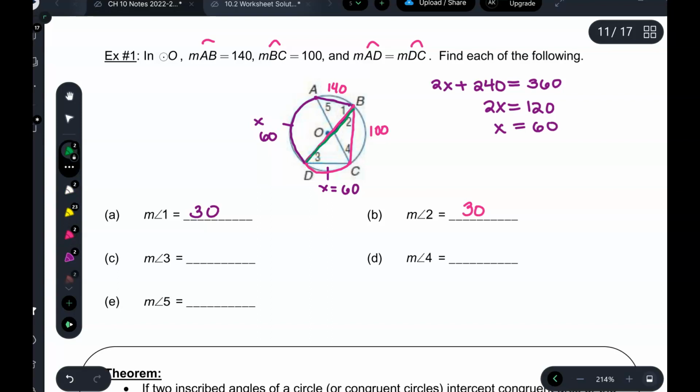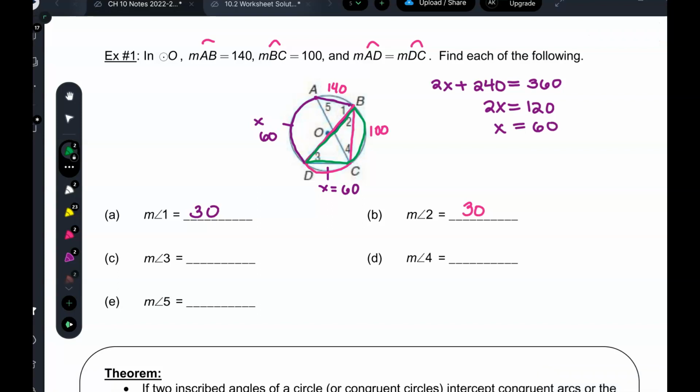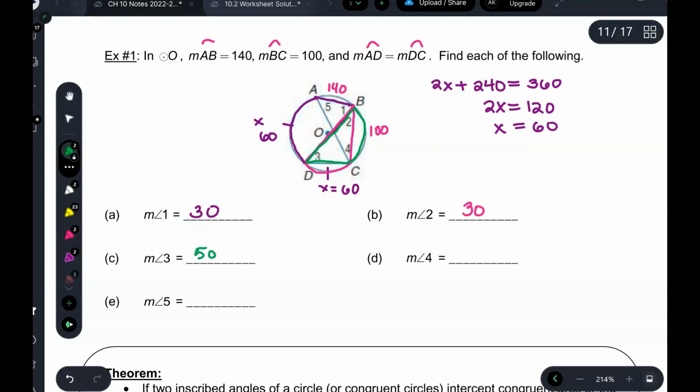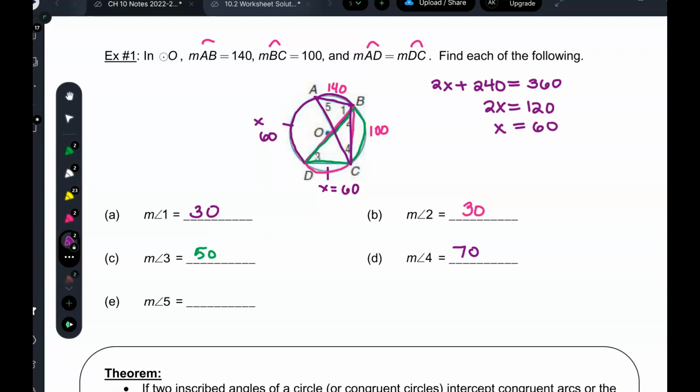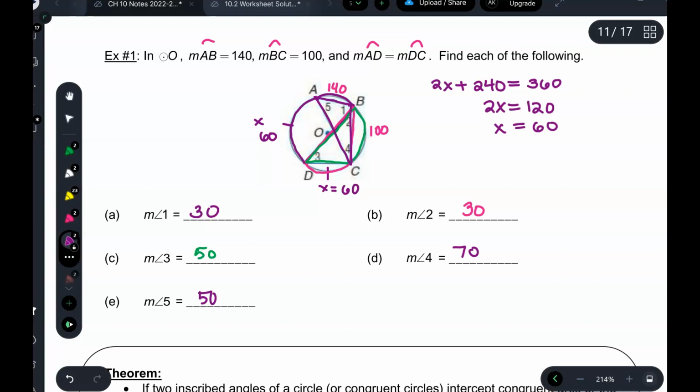So let's look at angle 3. Angle 3 is opposite arc BC, which is 100, so that makes it 50. How about angle 4? Good, because it's opposite 140. And last, we have angle 5, 50. Here's angle 5. Look across from it, it's 100, so it's going to be half of it, which is 50.